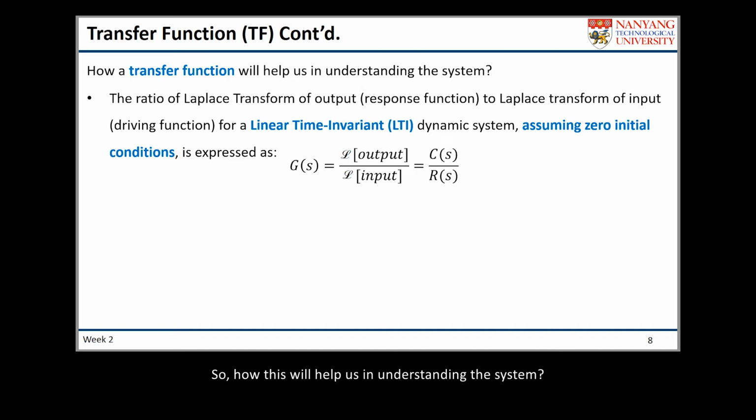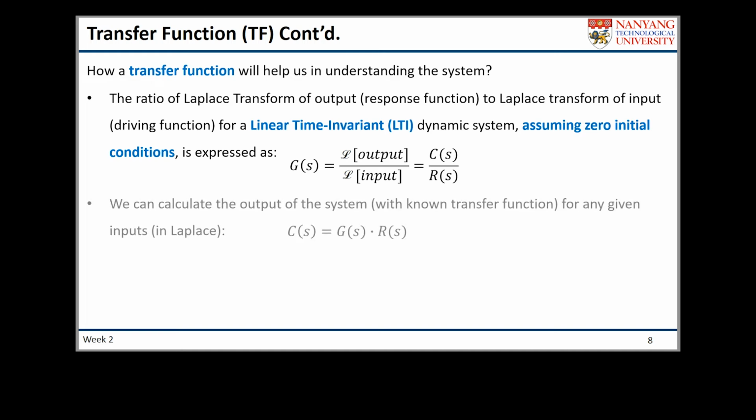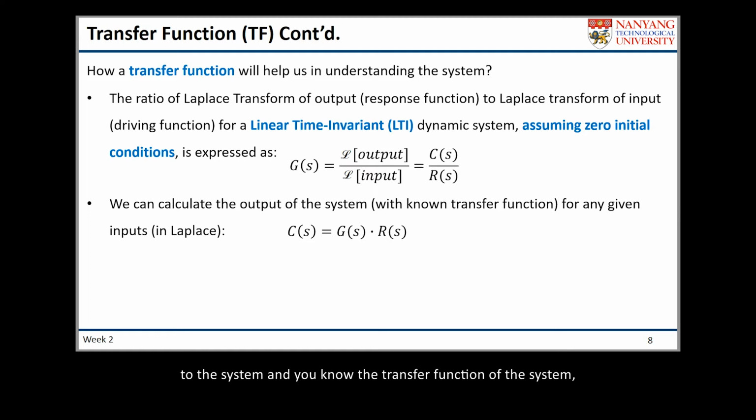So how will this help us in understanding the system? From this relationship, we know that G(s) is equal to C(s) over R(s). As such, if you know the input that you give to the system and you know the transfer function of the system, you can immediately evaluate the output of the system.